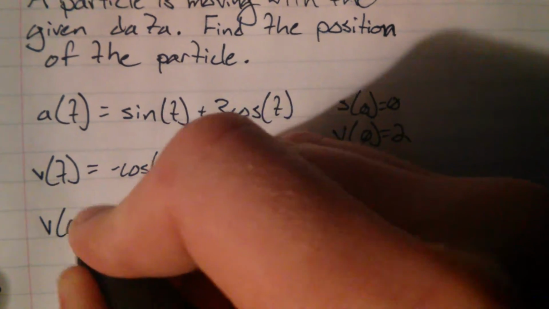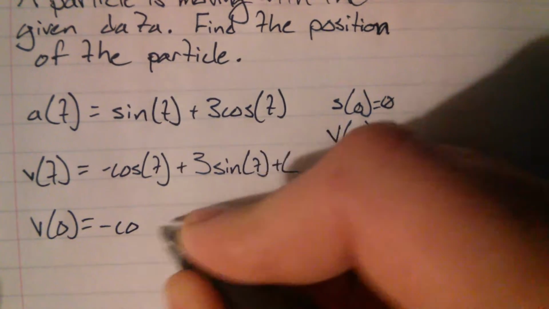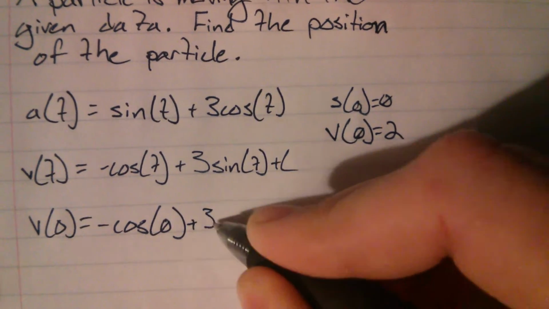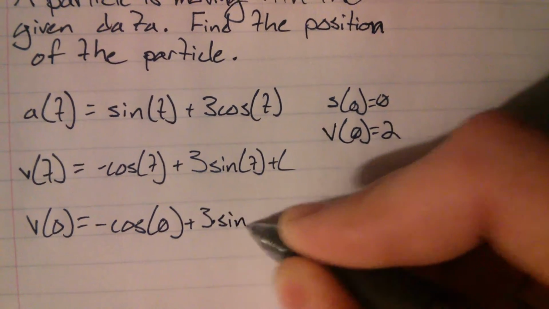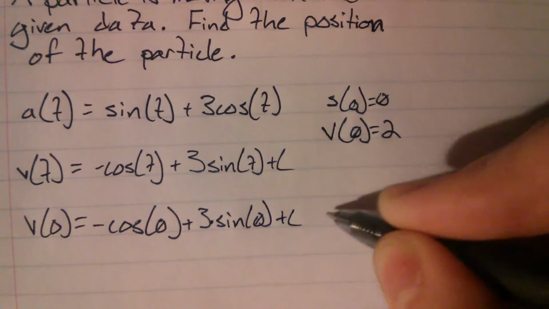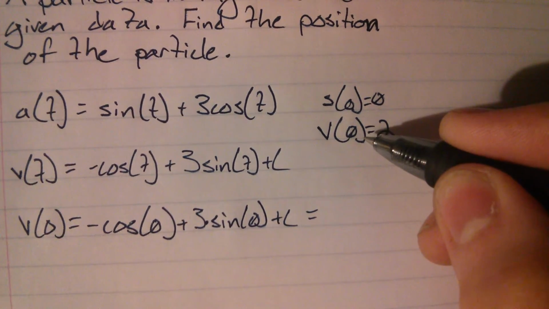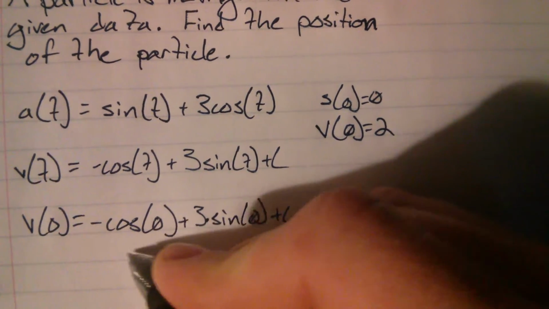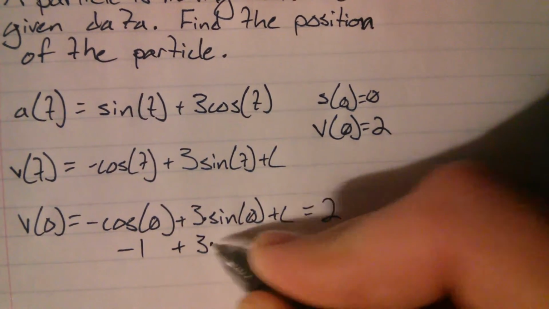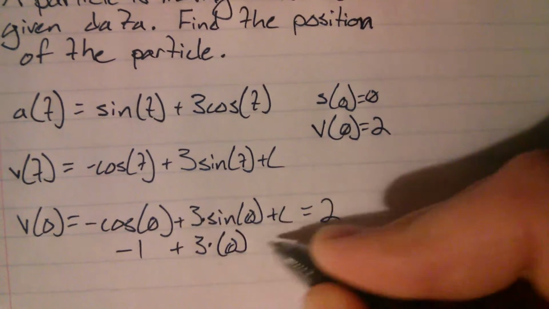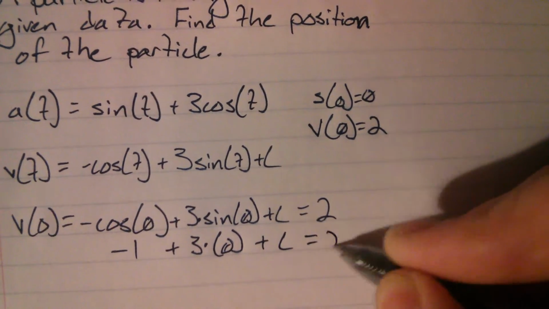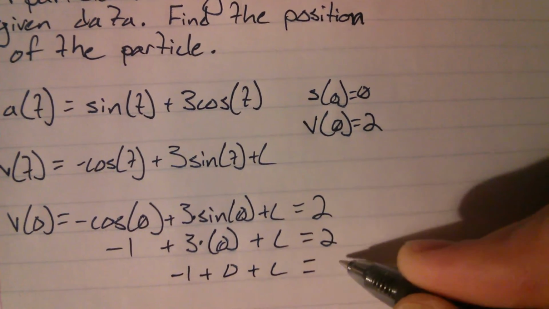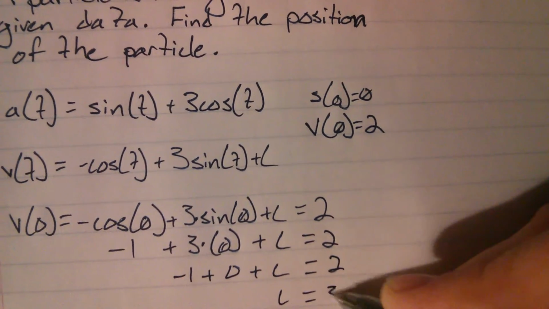So v at 0 is equal to negative cosine at 0 plus 3 times the sine at 0 plus c. That equals 2. So negative cosine at 0 equals negative 1, and 3 times sine at 0 is equal to 0, plus c equals 2. So negative 1 plus 0 plus c equals 2, so c equals 3.